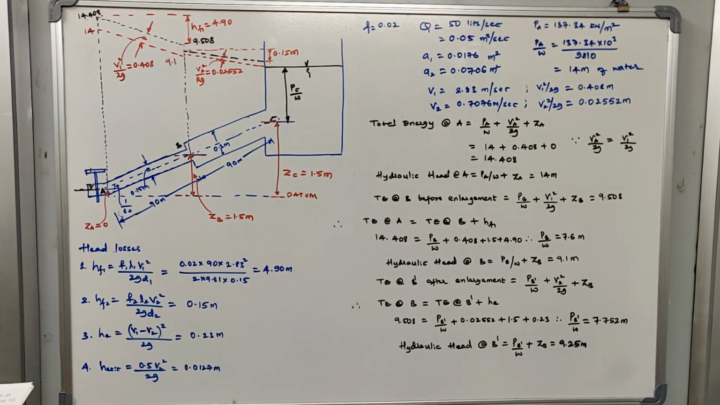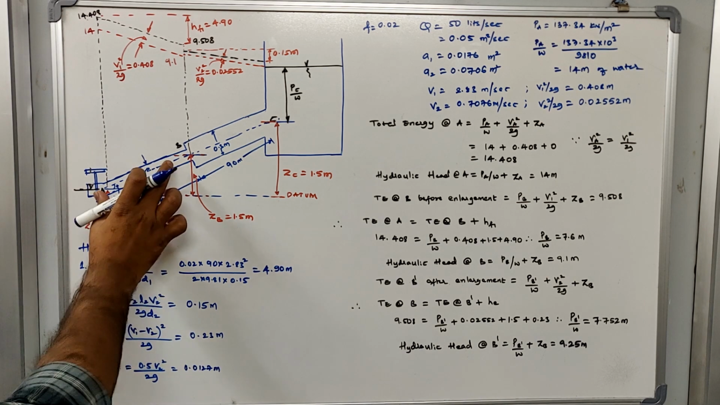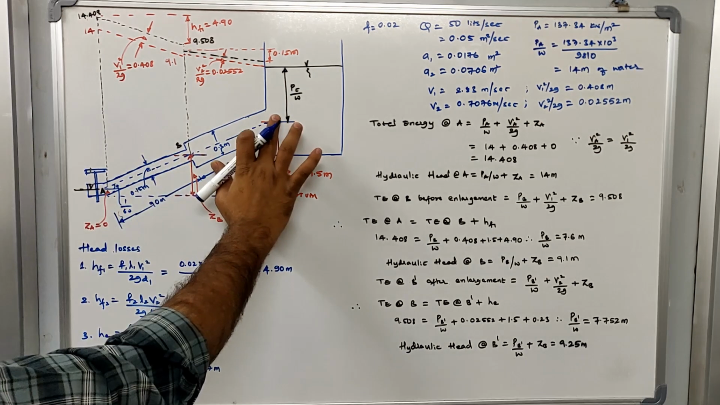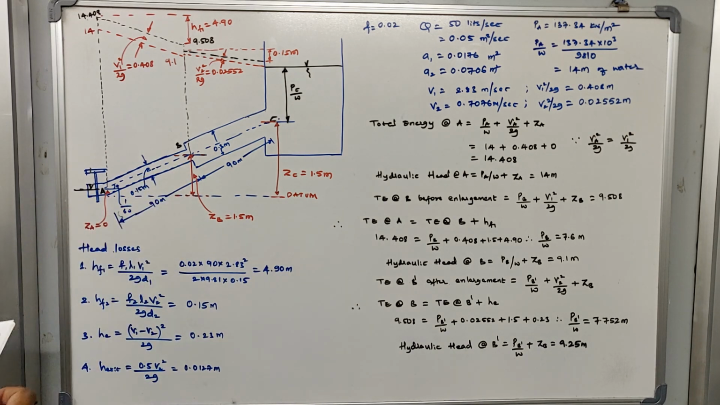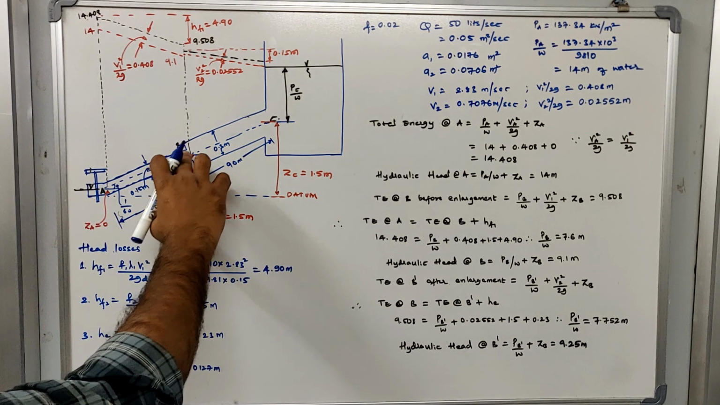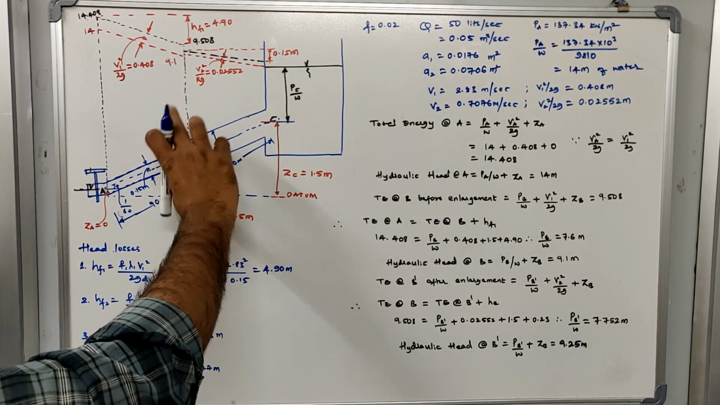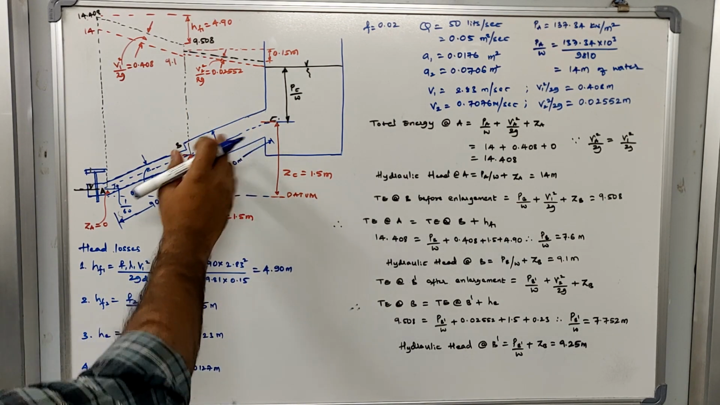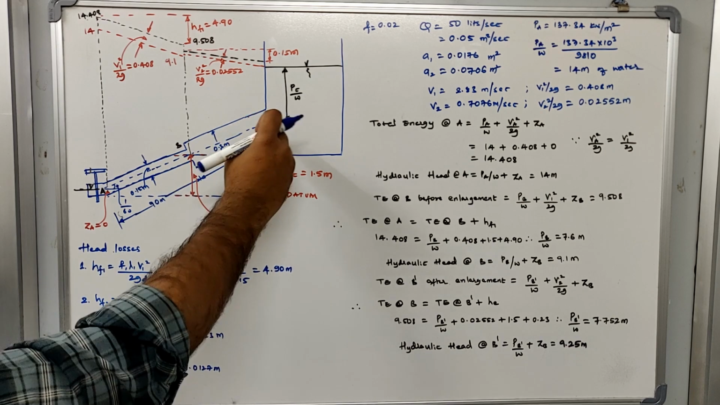Then the length of the portion AB. This is the length of ABC; the total length is A to C. So length AB is 90 meter and its diameter is 0.15 meter. And at B, the diameter changes. It gets enlarged to 0.3 meter and the remaining length will be 90 meter itself.